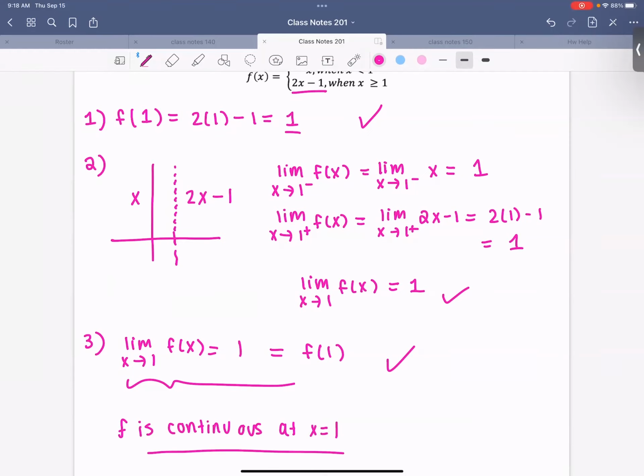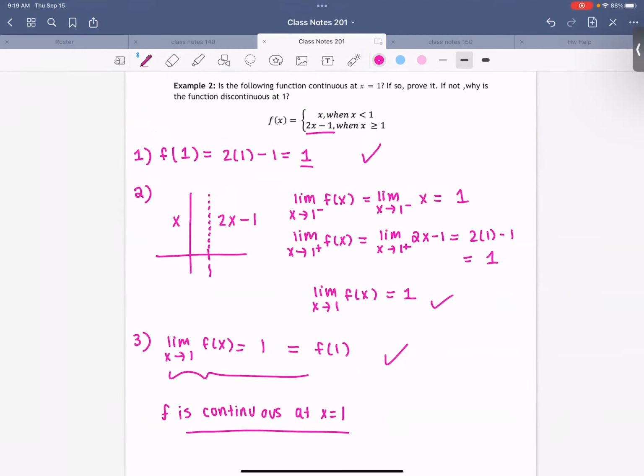Okay. If you want to prove that something is continuous at x equals 1, you need to show these 3 steps. You need to show that f of 1 has a value. You need to find the left and right limits, or at least figure out that the limit is equal to 1. And you also need to state that your part 1 answer and your part 2 answer match. Those are the 3 things you need to show to prove that something is continuous at a point. Any questions on example 2?